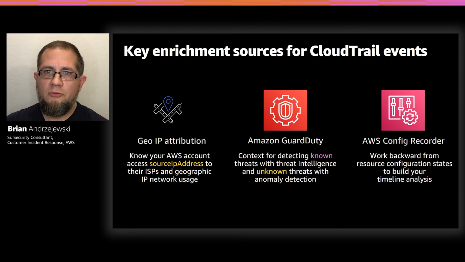Another enrichment source which is undervalued by a lot of customers that I see is AWS Config Recorder. AWS Config Recorder, when enabled, will go through and baseline all your AWS accounts per region to the resources you enable, to the resources that it supports, and it gives a timeline history and records of all changes that have occurred in those resources. When you work backwards from this configuration state, you can start helping build your timeline analysis.